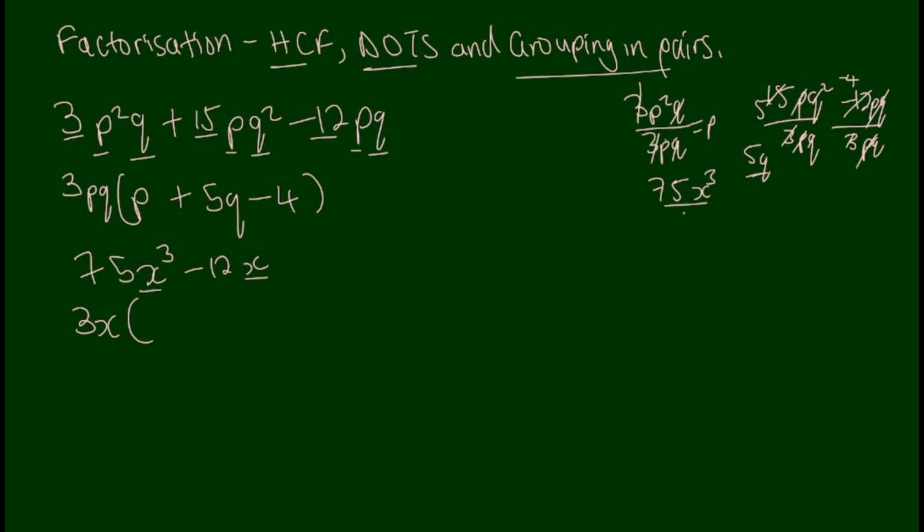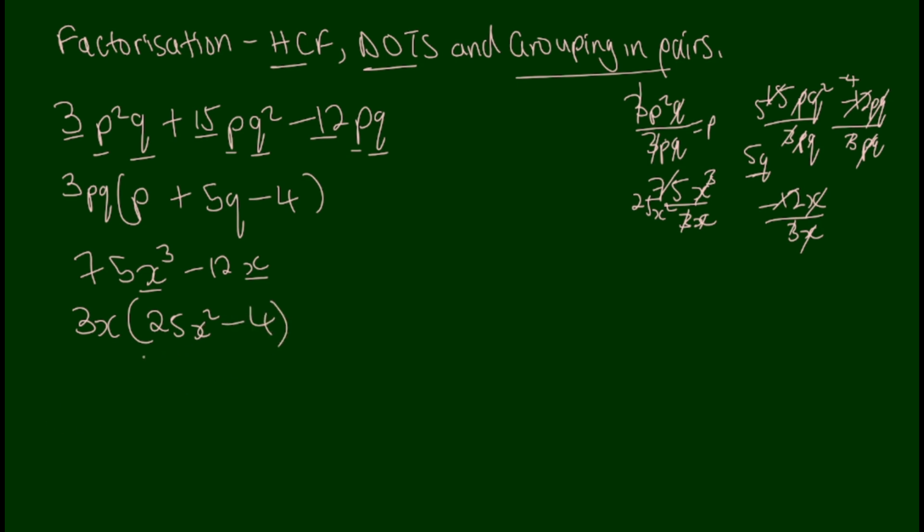75x cubed divided by 3x. 3 into 75, that is 25. x cubed divided by x, that is x squared. So we remain with 25x squared. And then we say negative 12x. Negative 12x divided by 3x, what do we get? x divided by x is 1. Then negative 12 divided by 3, that is negative 4. So we have negative 4 there, right?